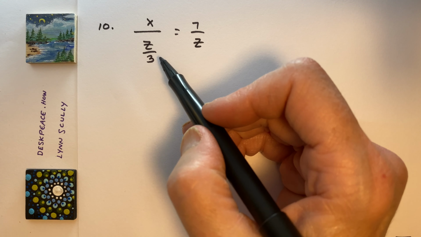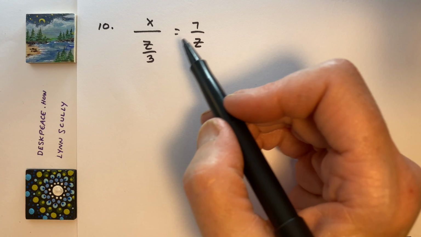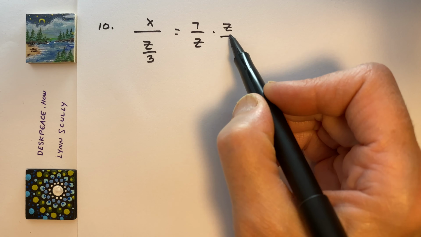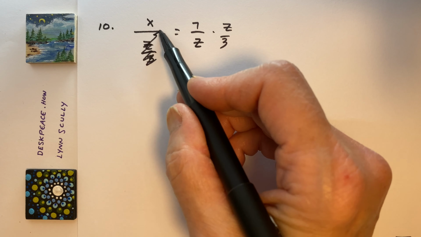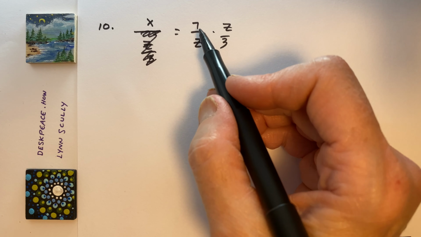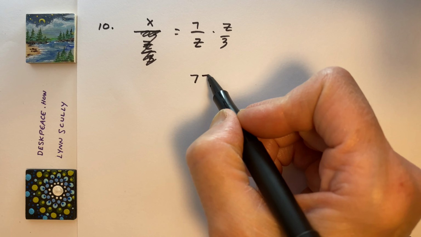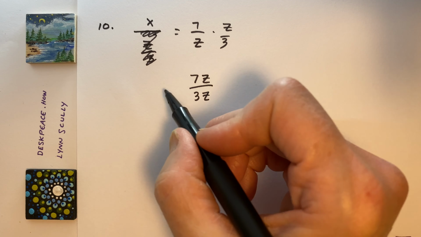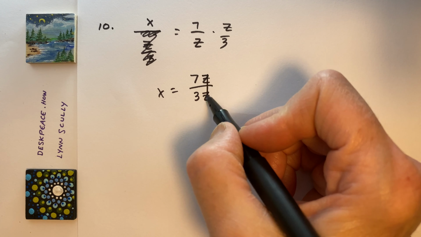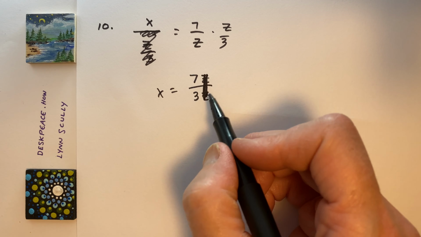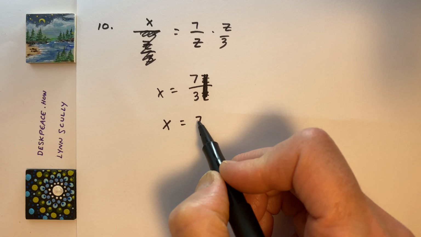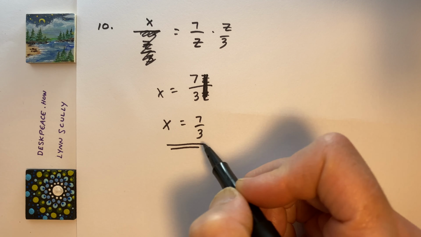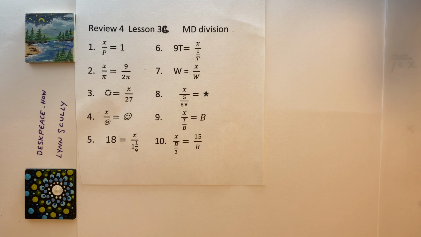I want to get the x alone. Z over 3 is attached by division. Move it by multiplication to the other side of the equal sign. That undoes the division. 7 times z is 7z, all over z times 3 is 3z. Z over z reduces to 1, and I'm getting x equals 7/3. All done.